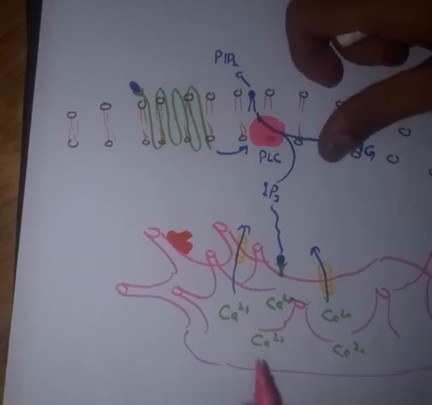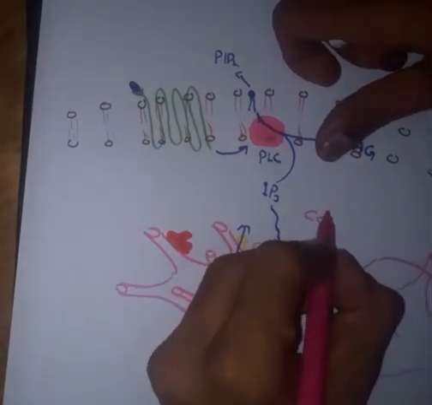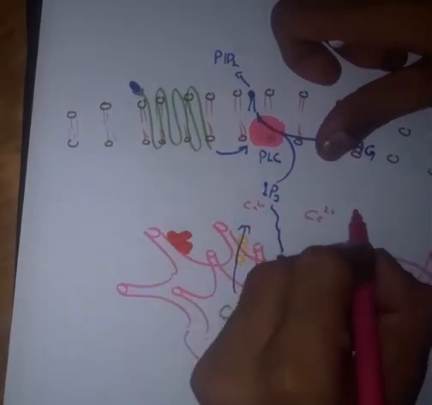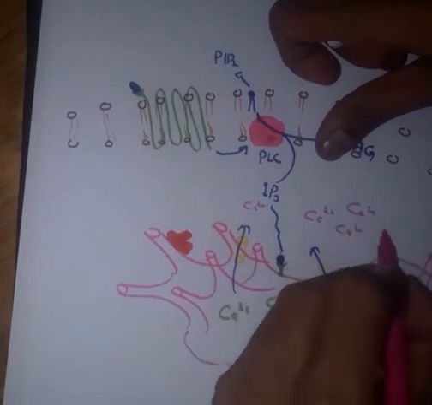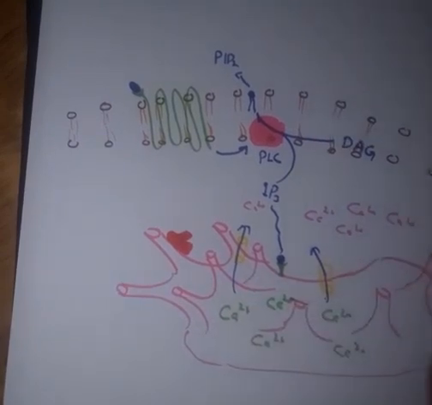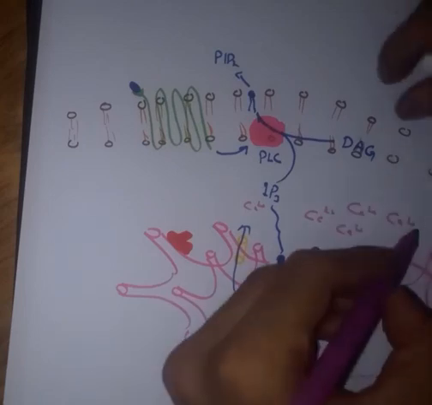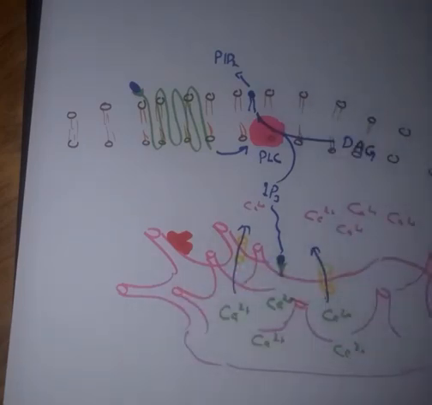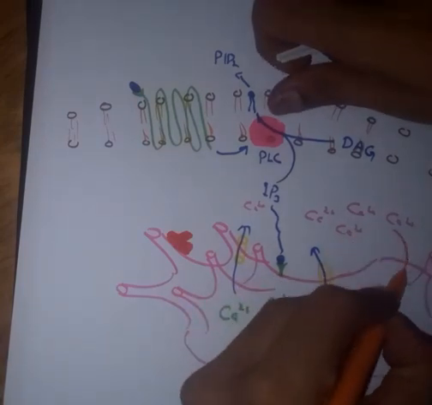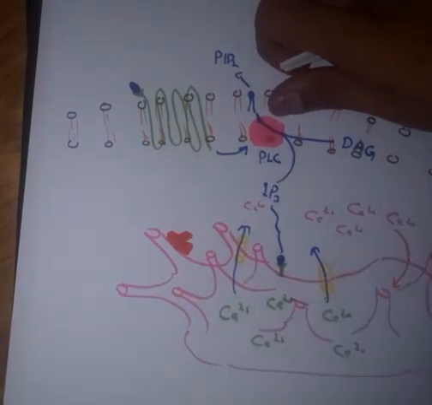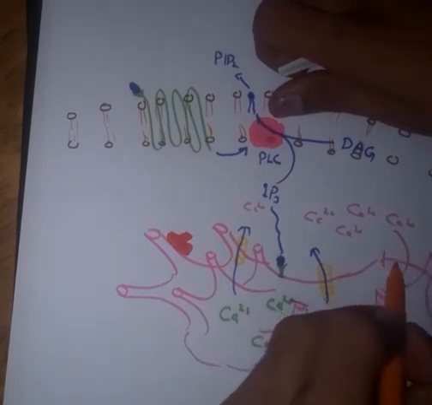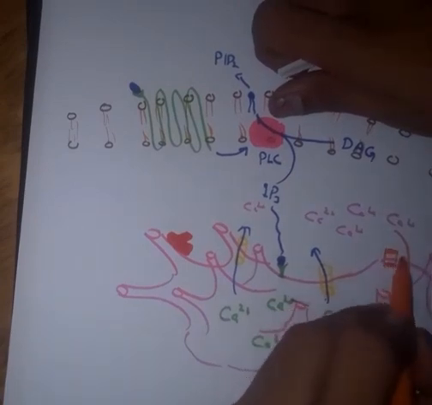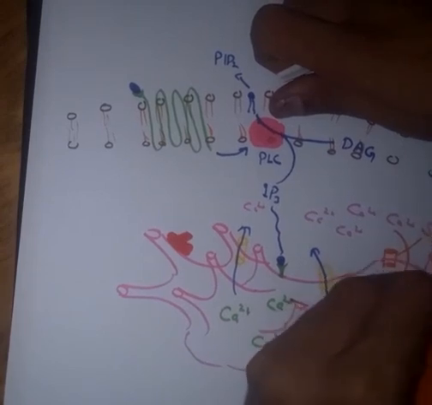Okay, now once the function has been done, here you can see the calcium is out of the smooth endoplasmic reticulum inside the cell. Once this calcium has performed its function, it will be reuptaken back into the smooth endoplasmic reticulum with the help of a transporter, a pump that is called SERCA.